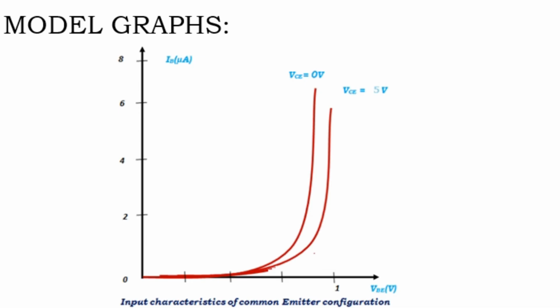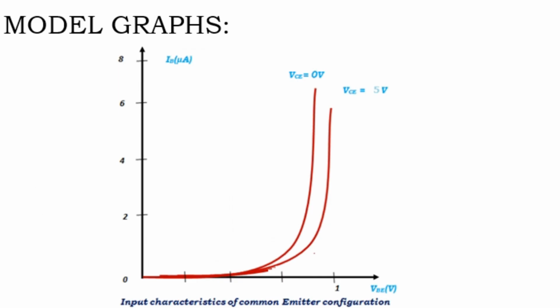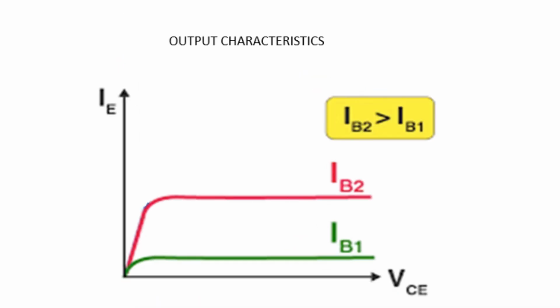Coming to the model graph. This is the model graph. Now from the table, you need to draw the graph from the input characteristics. This is a model graph. If you plot the graph for these input values, we will draw the graph for the input values also. This is the output model graph.